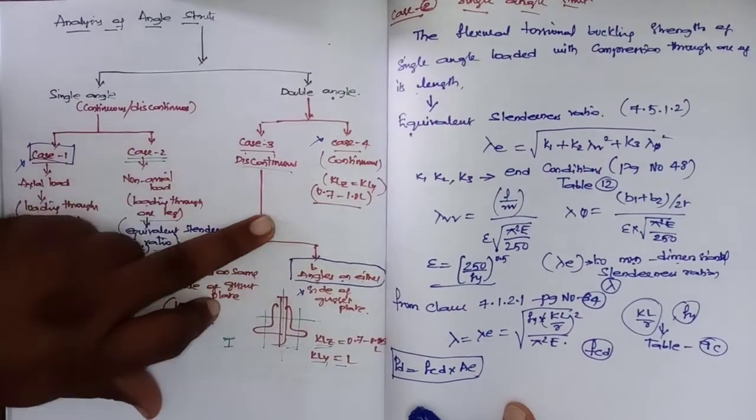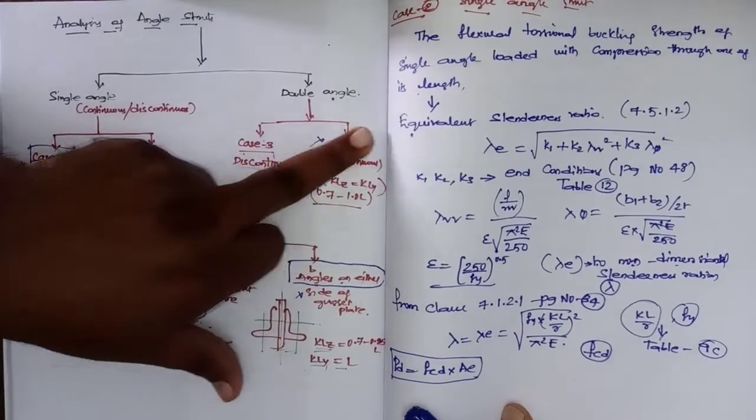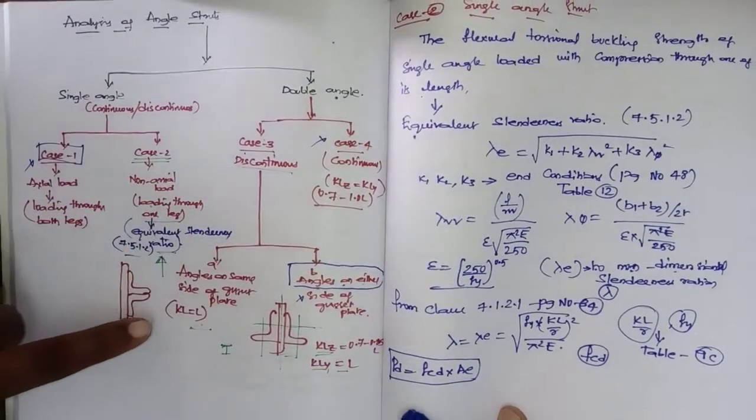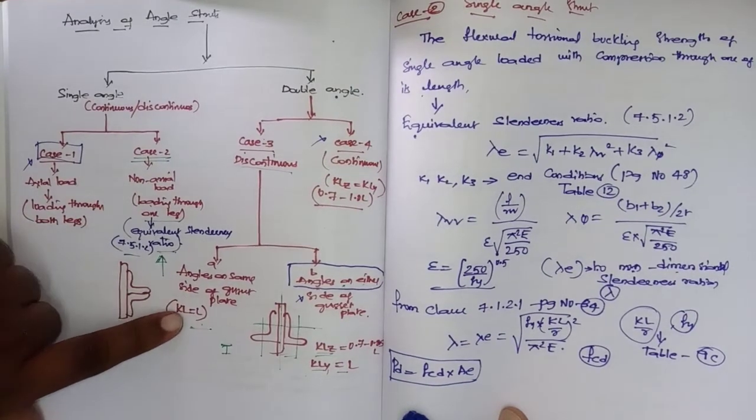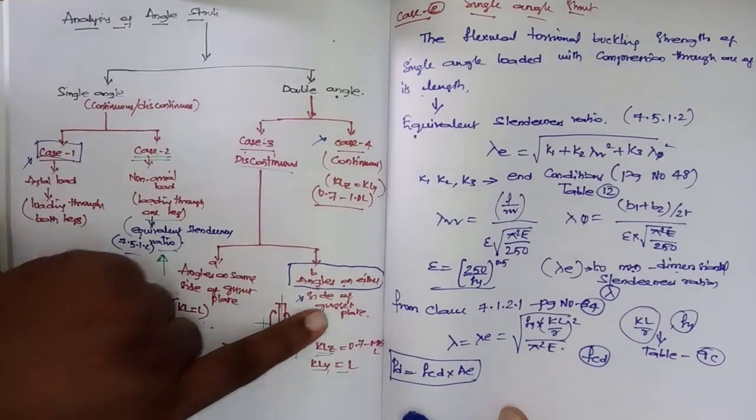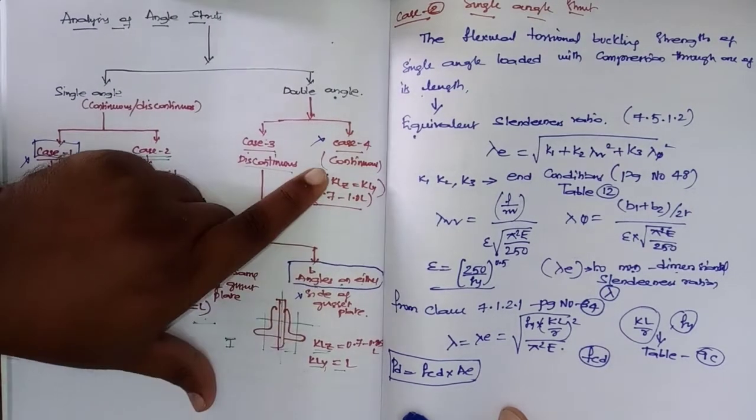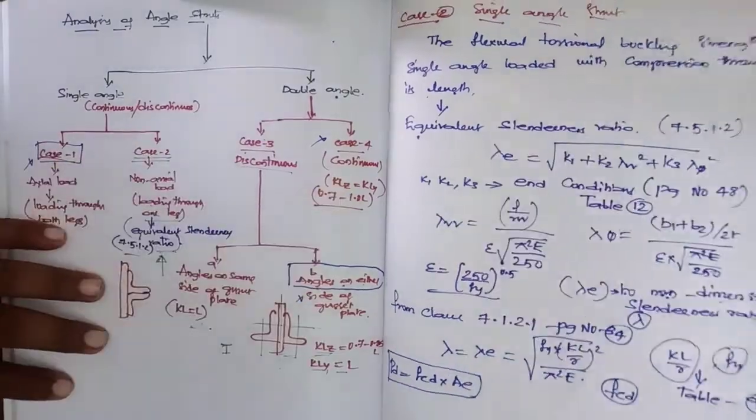Today we'll try to see problems on continuous strut. Let's see some of the things we have seen earlier. What are the cases? If I go back, today we'll try to solve problems on this case. In earlier classes we have seen angles on the same side of the gusset plate and angles on either side of the gusset plate. Today we'll see problems on continuous, very easy.